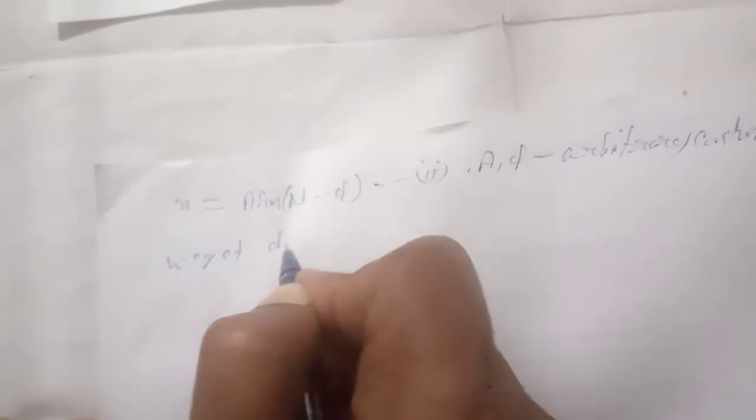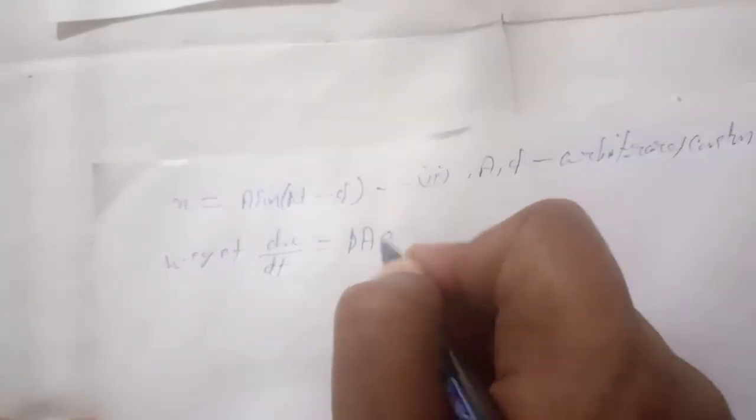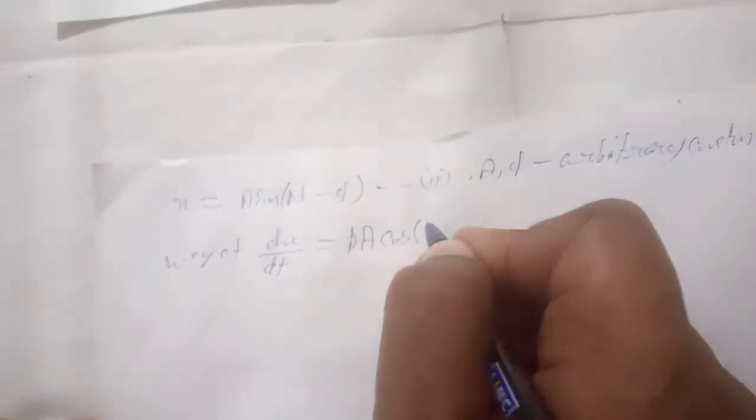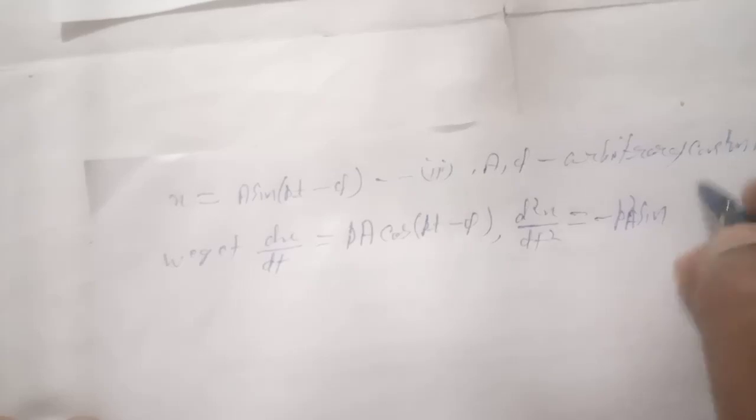Now differentiating equation 2 with respect to t twice, we get dx by dt as p into a cos(pt minus phi) and d2x by dt square as minus p square a sin(pt minus phi).